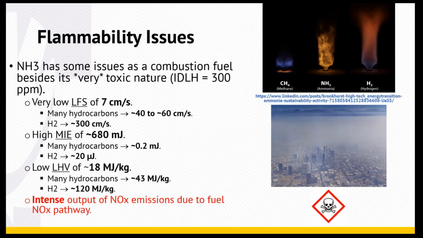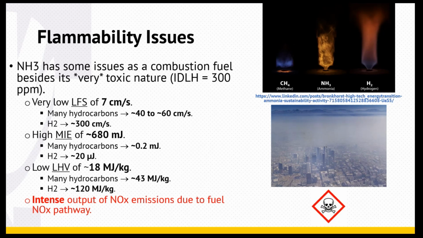So starting off, ammonia as a combustion fuel has some issues. Never mind its very toxic nature. Number one, ammonia has a very low laminar flame speed of only about 7 centimeters per second, whereas jet fuels tend to hover between 40 to 60 centimeters per second, and hydrogen is 300 centimeters per second. Ammonia also has a very high ignition energy, a couple to a few orders of magnitude more energy required to ignite an ammonia air mixture.